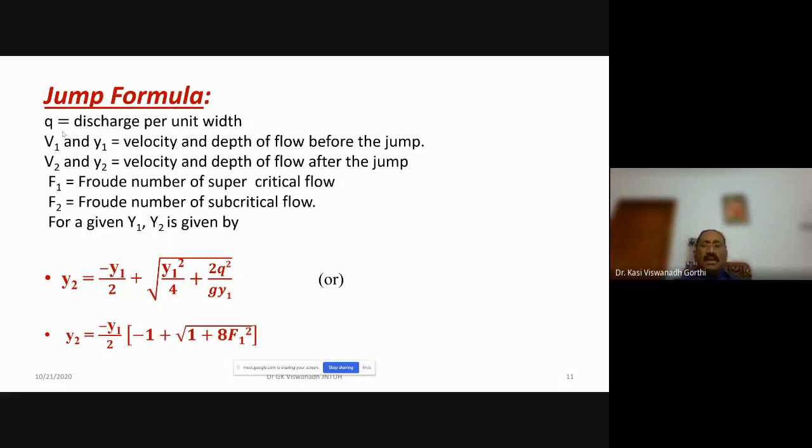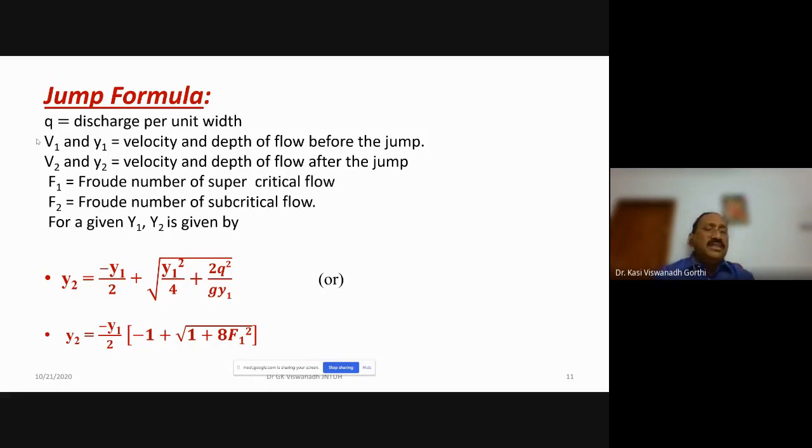And F1, the initial Froude number, F2 is the Froude number after the jump. So you have V1, V2, velocity before the jump, velocity after the jump, Y1 and Y2, depth of flow, initial and sequent. So these are called the conjugated depths, as you may be aware and recollect. Y1 and Y2 are the conjugated depths. Y1 is the initial depth before the jump, Y2 is the sequent depth after the jump.